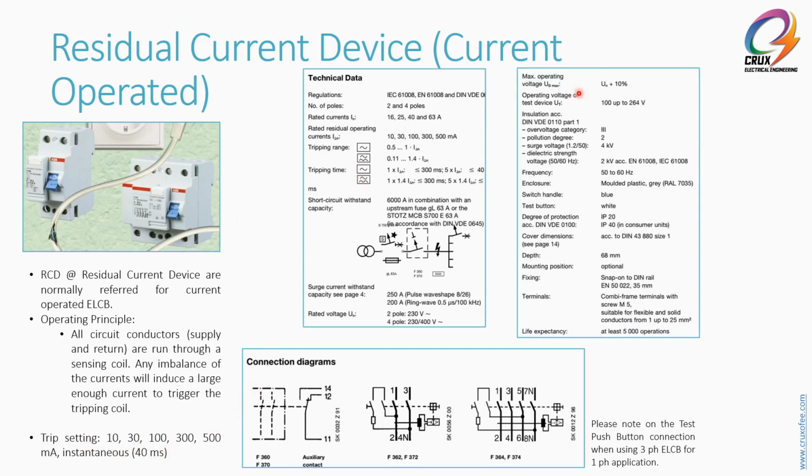Okay, so this is the typical technical data of any ELCB that you will find. The RCD, sorry, I was supposed to call it RCD. We have 2 poles, 4 poles, normally up to 63 amps, with a current rating up to 500 milliamp. Normally only used for low voltage, only up to 400 volts.